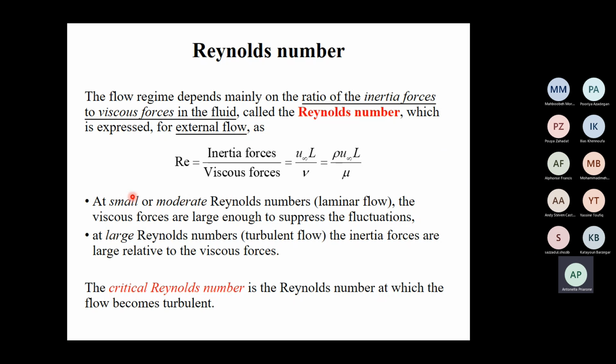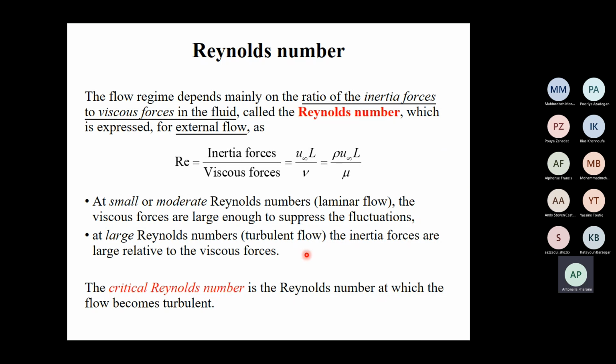If I consider a small value of the Reynolds number, it means that the viscous forces are bigger than the inertia forces, and the viscous forces are large enough to suppress fluctuation, so the motion is ordered. For a large value of the Reynolds number, the inertia forces are bigger than the viscous forces, and I have a creation of eddies and disordered motion.